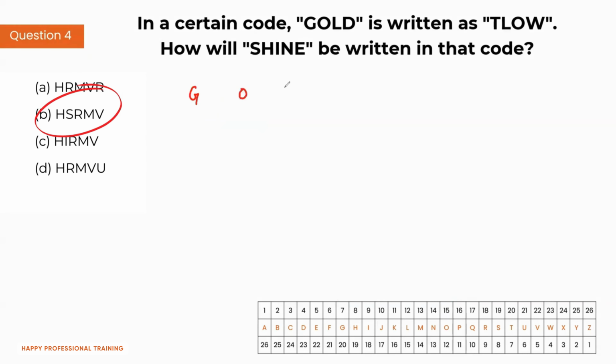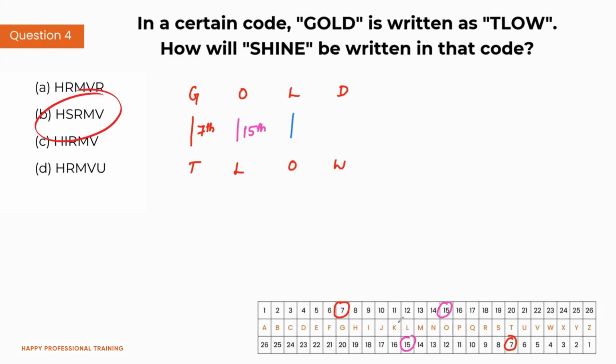Here G-O-L-D is written as T-L-O-W. Find G in the table below. It is in the position 7. Similarly, the reverse order position 7 has the letter T. So, G in normal order matches T in reverse order in terms of position. Similarly, let's do it for O. O is in the 15th position. In the reverse order, in 15th position, we have L. Same way, L is in 12th position and reverse order has O in 12th position. Now, D is in 4th position. In reverse order, 4th position has W.